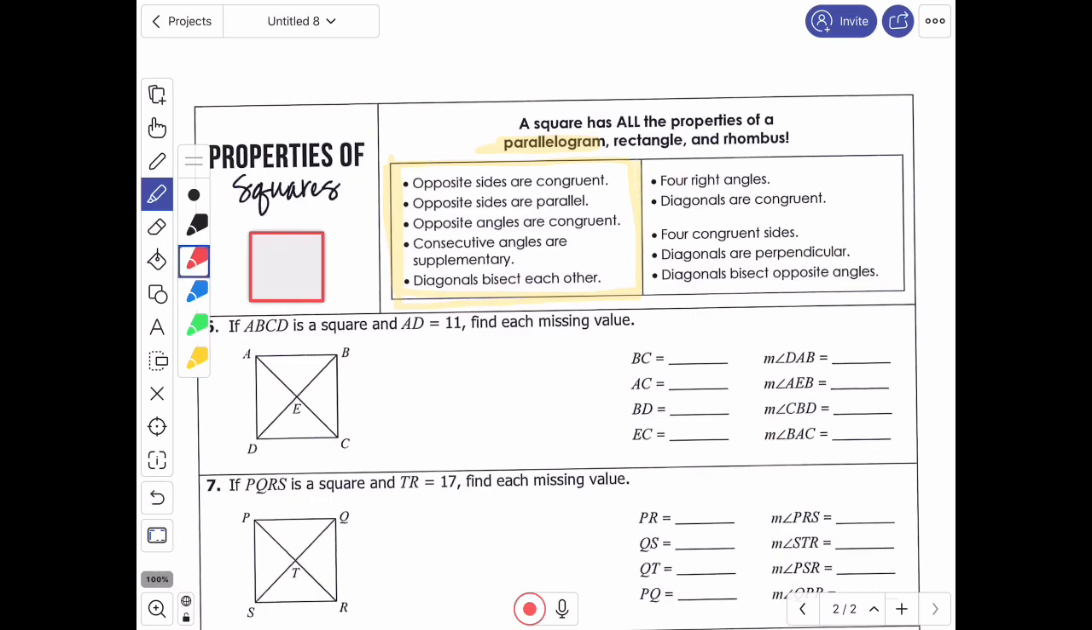Then the rectangle properties are that it has 4 right angles and the diagonals are congruent. And then the last one, what we learned yesterday, rhombus, they have 4 congruent sides, the diagonals are perpendicular, and the diagonals bisect opposite angles. So all of those properties, they're specific to those quadrilaterals, but they're also all true for squares.